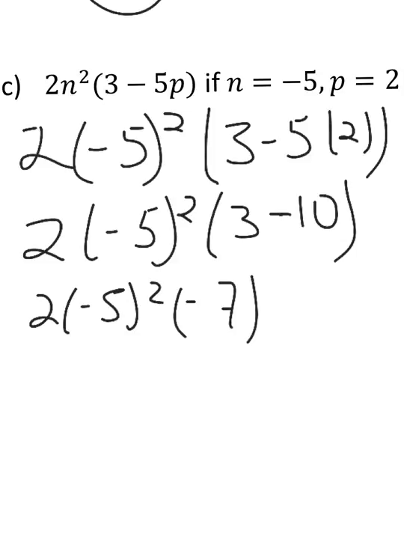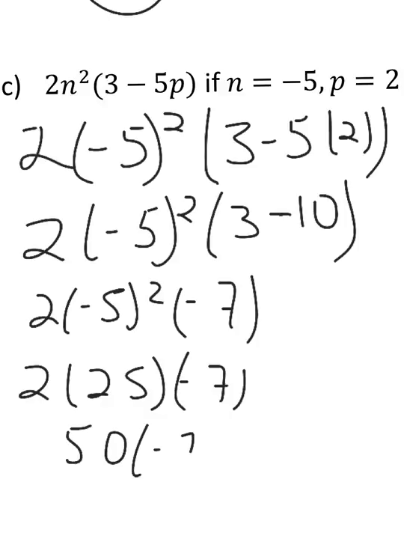Now that I'm finished doing anything within the parentheses, I will move on to exponents. I see 2 times -5 squared. -5 squared means -5 times -5, which gives us 25. And again, showing my work down the page, we now have 3 sets of multiplication. So I'm just going to go left to right. 2 times 25 will give us 50, and we're now going to multiply by -7. 50 times -7 is -350. Since there are no operations left, I am finished.